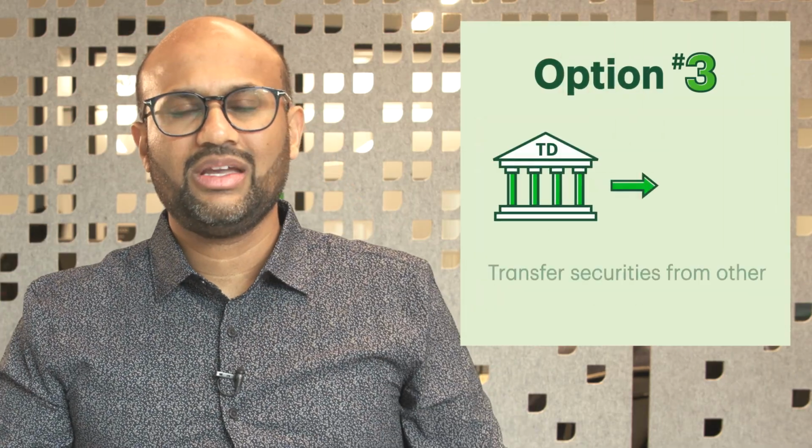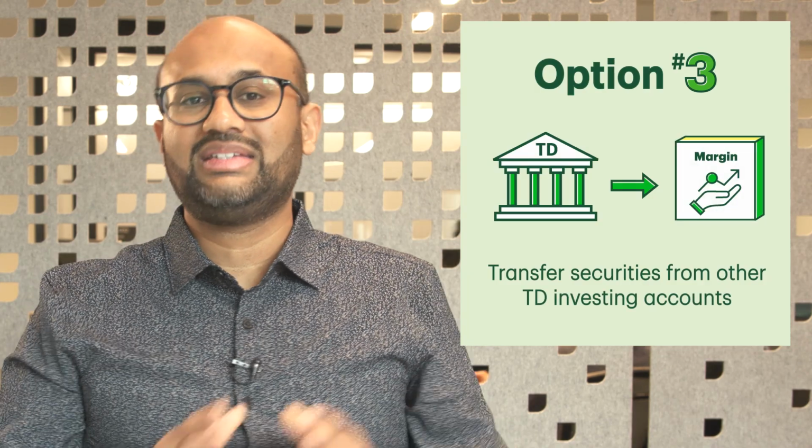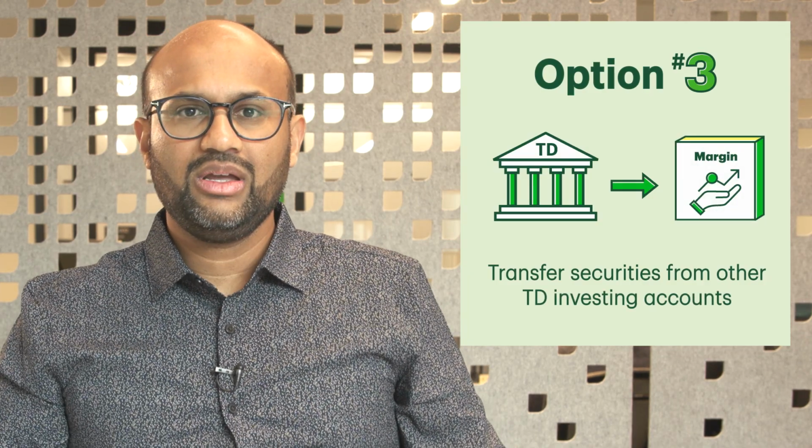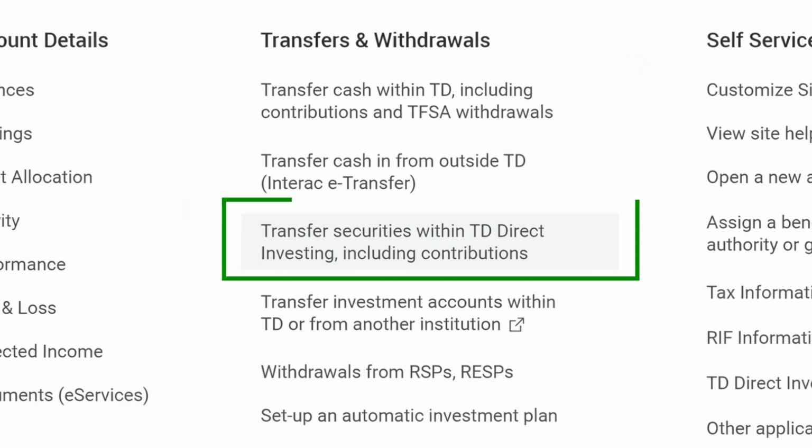Option 3. Transfer securities from other TD Direct Investing accounts. By transferring fully paid for marginable securities from other TD accounts, you increase the loan value in your account. The math to figure out how much to transfer is similar to selling a stock, but instead of dividing the margin deficit by the security's margin requirement, you use the loan value instead.